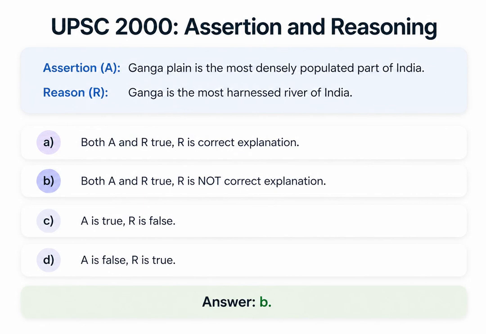Let's look at how the UPSC tests this knowledge. A year 2000 question gave an assertion that the Ganga Plain is the most densely populated part of India, and a reason that Ganga is the most harnessed river. While both statements are factually true, it is densely populated and the river is heavily harnessed with dams, the harnessing is not why it's populated. The population is dense due to fertile soil, climate, and history. Therefore, the correct answer is B. Both are true, but the reason does not explain the assertion.